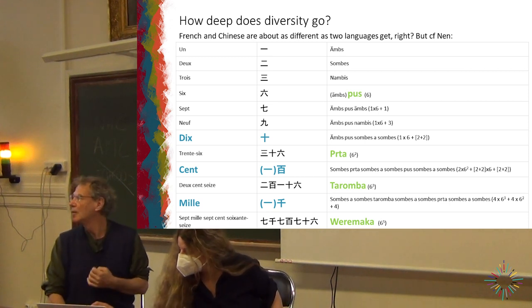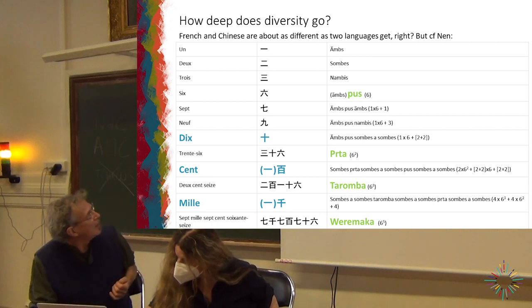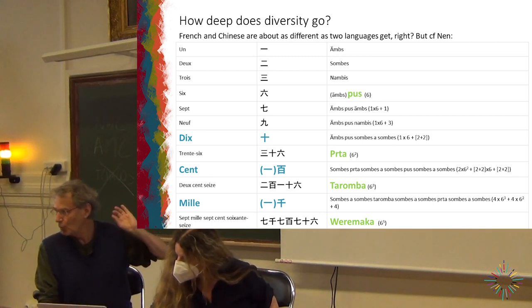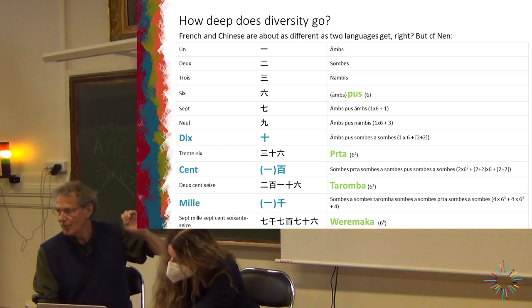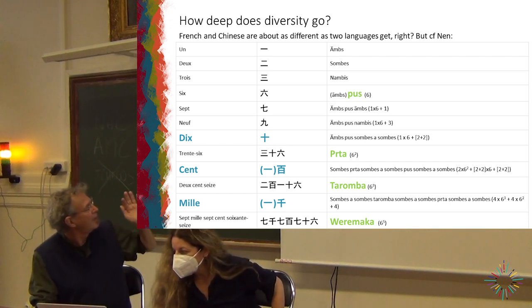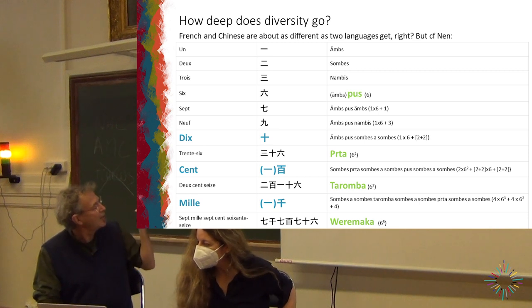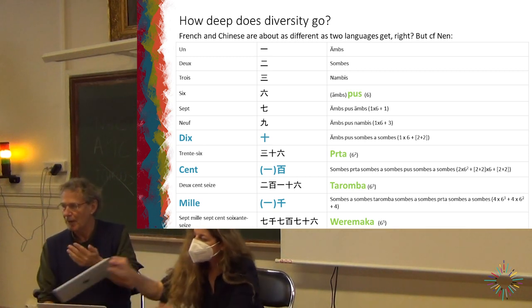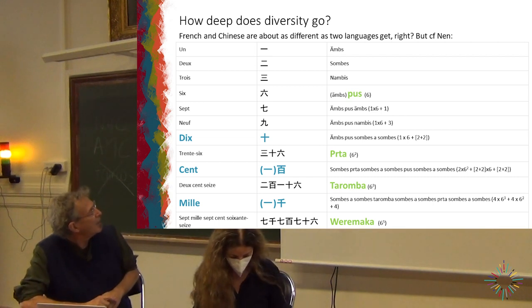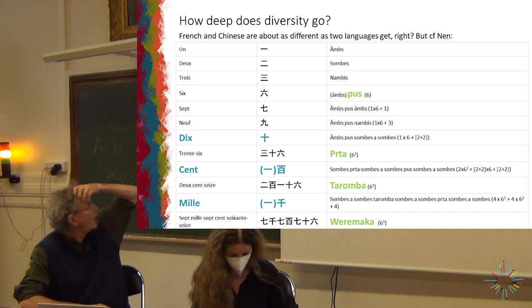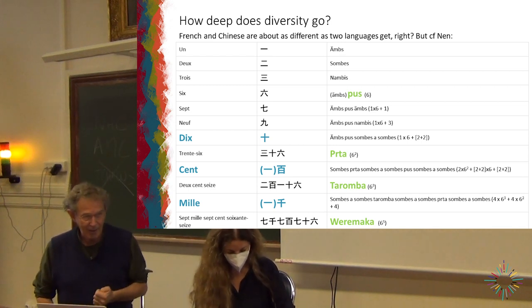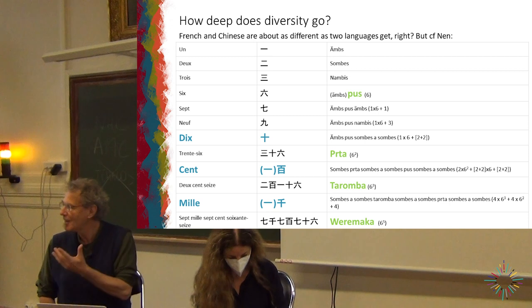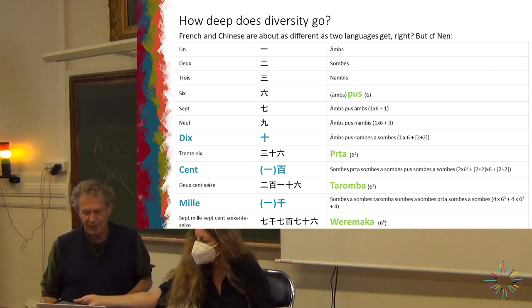But you look across to Nen, which is a Papuan language of Southern New Guinea, and you will see that I've put the sweet spots in green. In Nen they come in at Pus, which is 6, and then Perta, which is 36, that is 6 squared, and at Taromba, which is 216, that is 6 to the power 3. I've left out 6 to the power 4, but there's an equivalent one, Domino. And then at 6 to the power 5, Weremaka, which is 7,776. Now, I'll say more in a later class about how that seemingly weird system has arisen.